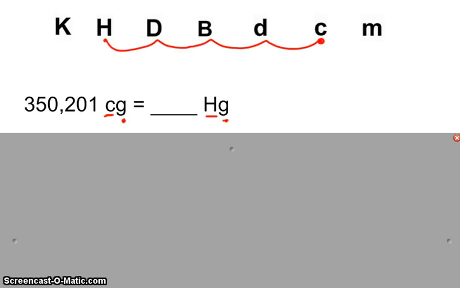Are we going big to small or small to big? Centi is small, that's what we already have. And we're going to hecto, so we're going small to big. We're going to multiply it all. No, small to big, forgive me. Divide this pig. All right, so we're going to divide it. And when we divide, we know the number gets smaller.